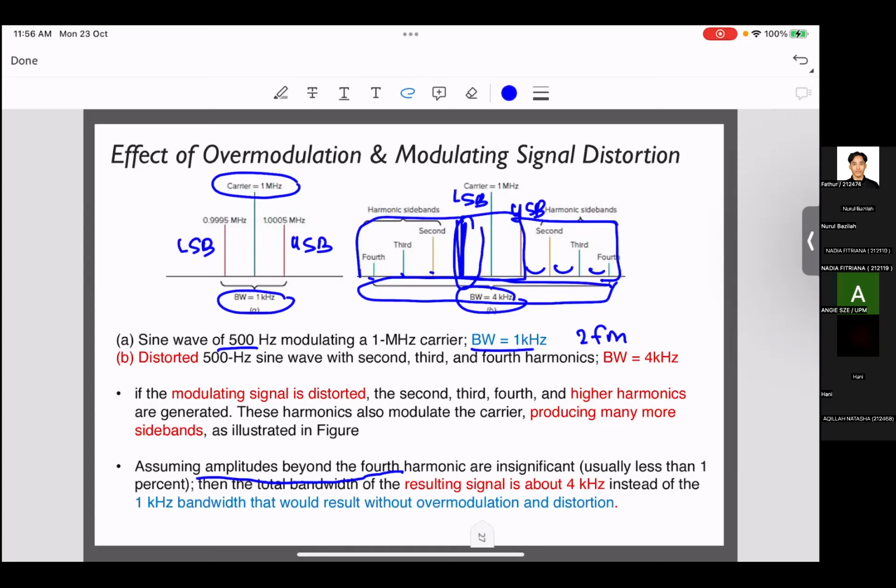We will talk more about that, but hopefully everyone understands that a modulating signal can be clean, a single sine wave, or it can be distorted. And if it is distorted, it will produce harmonics, and it will impact your bandwidth, and it will become bigger.